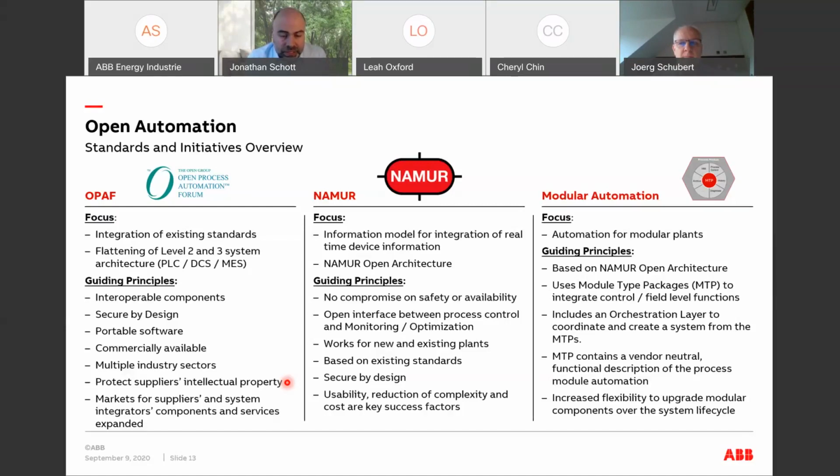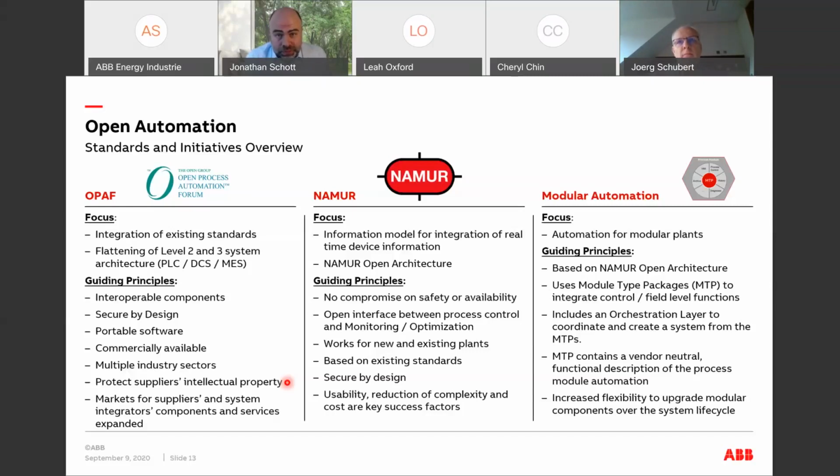There's several guiding principles, and they're quite important. And it's all about interoperable components. The meaning is it's not enough if it's just open or anyone can use interfaces. They need to be interoperable by design. As Jörg has mentioned, security is quite important, and security needs to be there from the beginning by design and not bolted on later on.